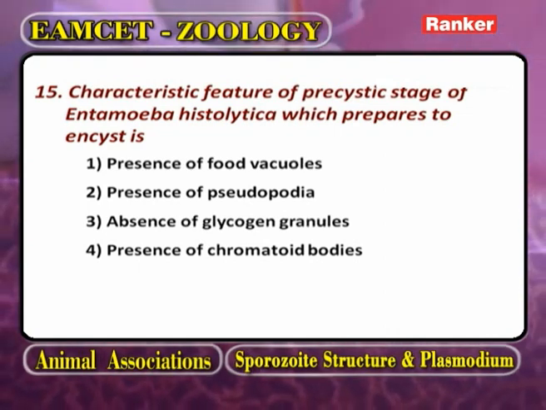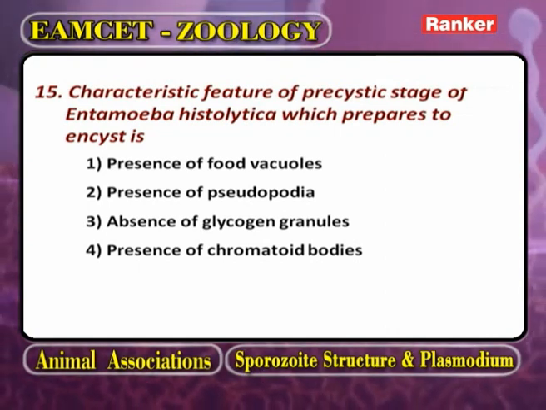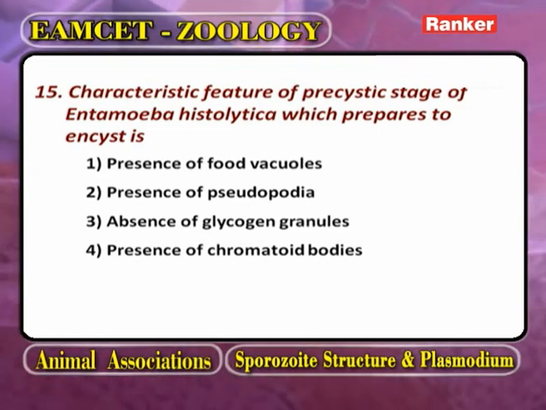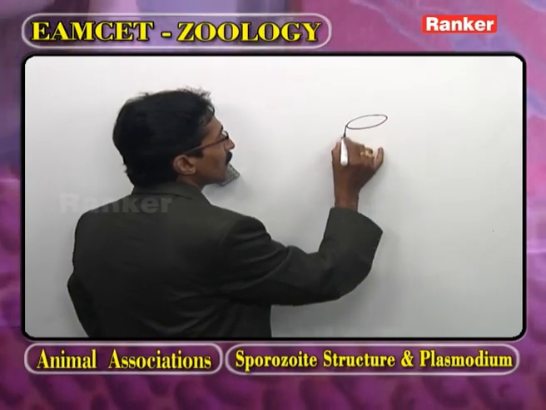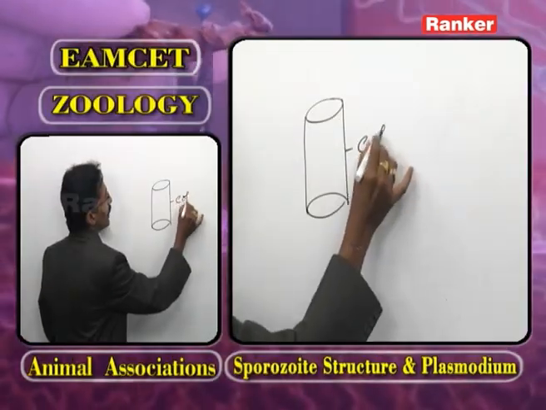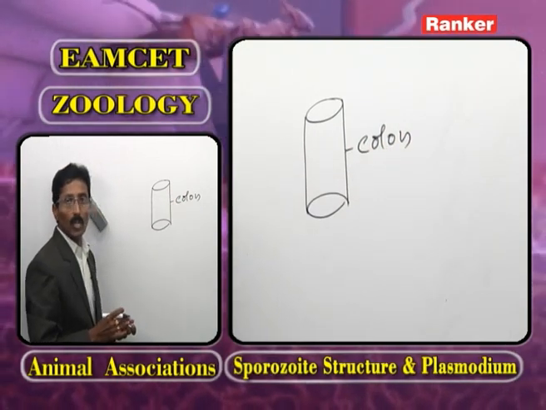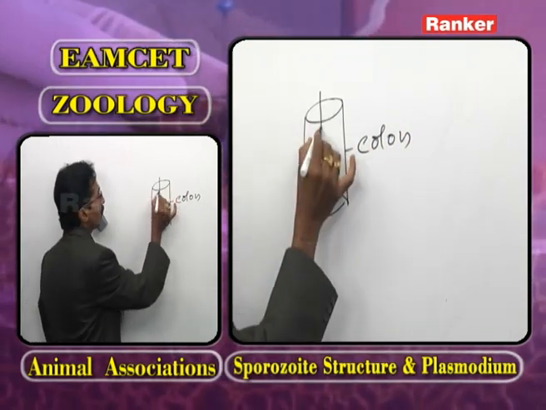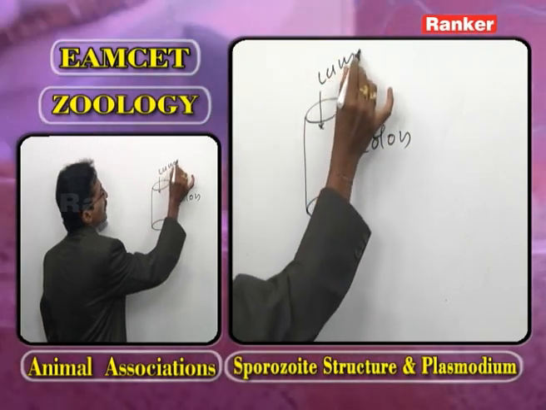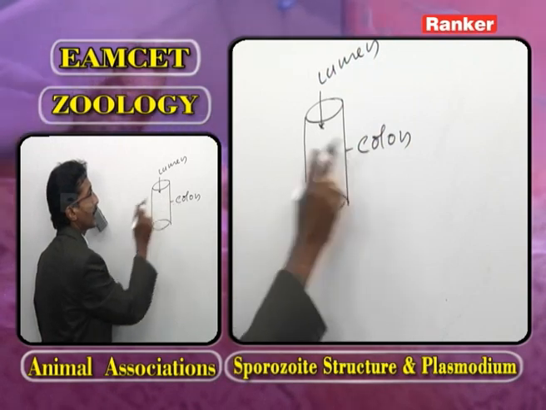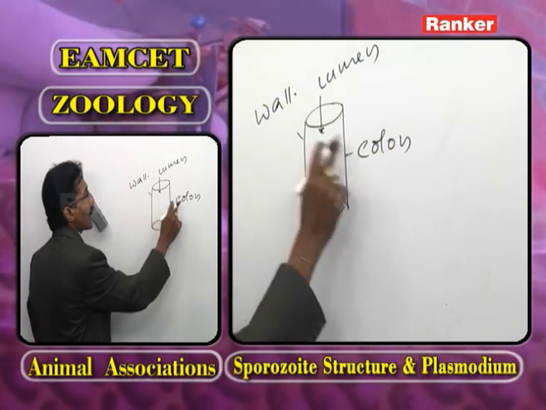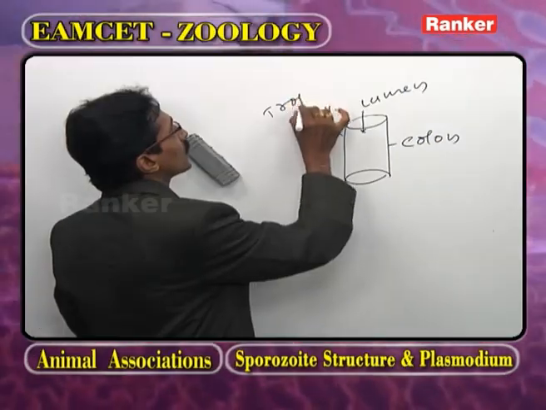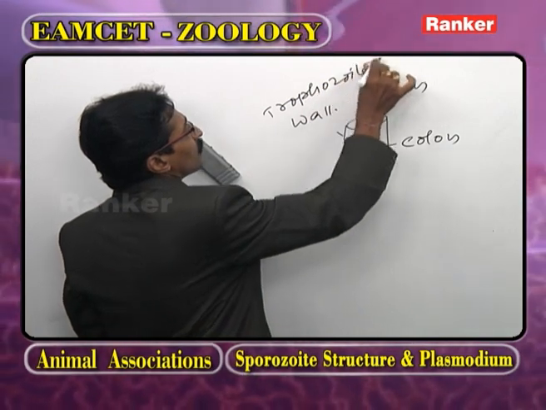Characteristic feature of pre-cystic stage of Entamoeba histolytica which prepares to encyst is. Now, as we observe the life history of Entamoeba histolytica, this part we call the colon. What is the colon? It is the part of the large intestine. This one we call the lumen. What is meant by lumen? It is the cavity of the colon. This one we call the wall. In the wall of the colon, what is present?